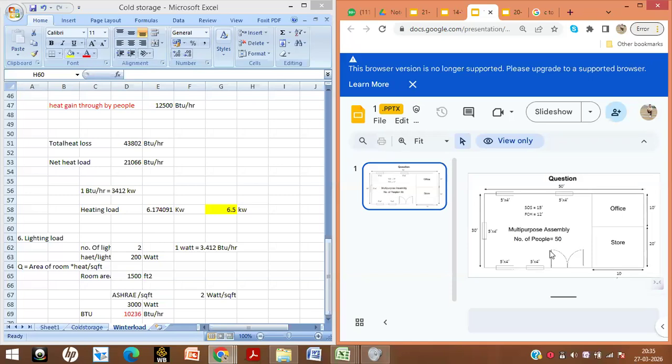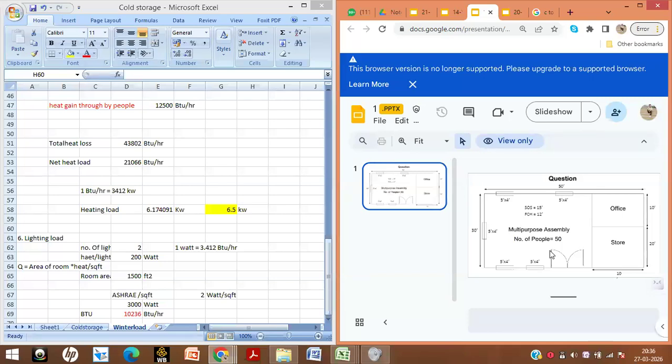And when we calculate separately, the wall on the boundary between the multi-purpose assembly and the office will not be an outside wall, it will be a partition wall. So the heat load will be different. Yes.